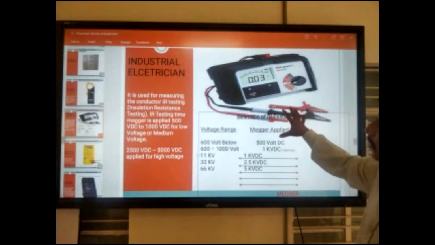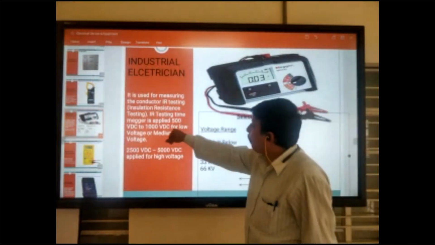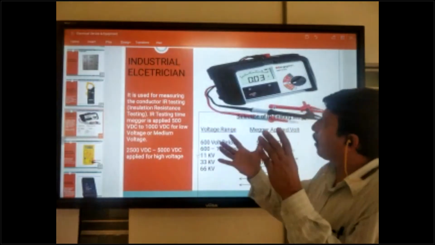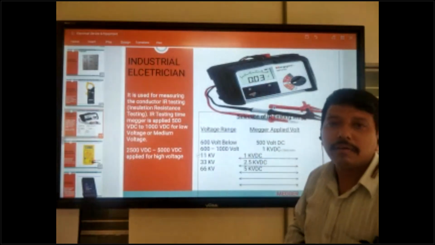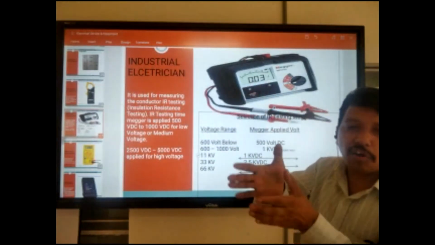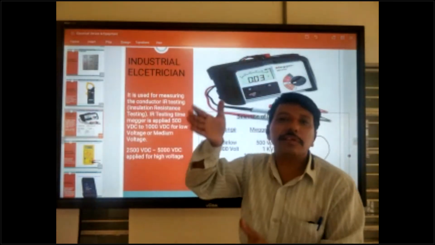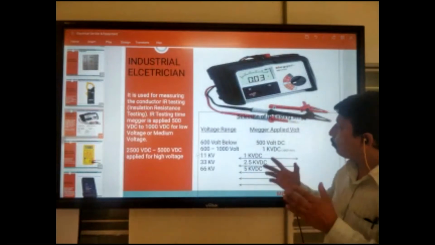So the most important thing, as I already told you: don't forget DC. How many volts do you apply when measuring IR testing? In assessments this question comes up, and some plant interviews also ask this question. At that time, don't forget.